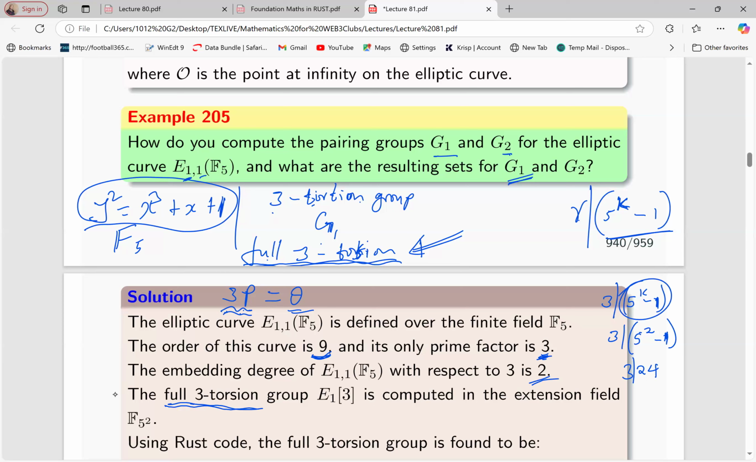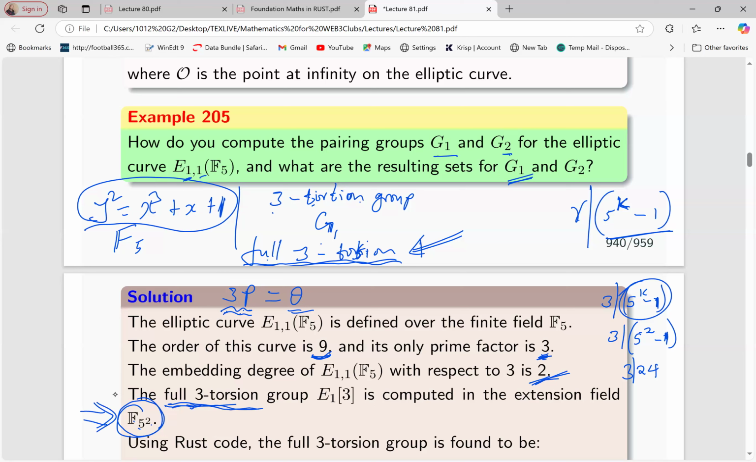So once you have the embedding degree, you can now easily calculate the 3 torsion, because you will now be extending it in the field F_5^2, where 2 is the embedding degree that we now have. You're now extending it, so you now find points here.